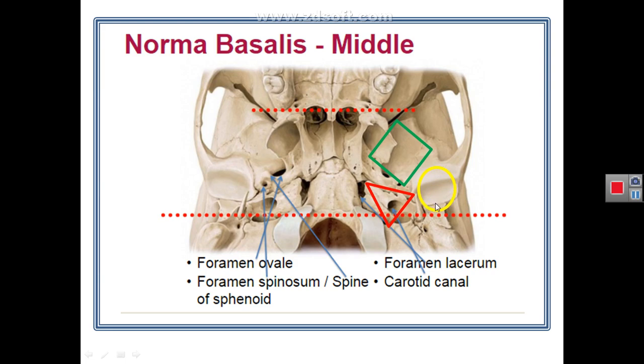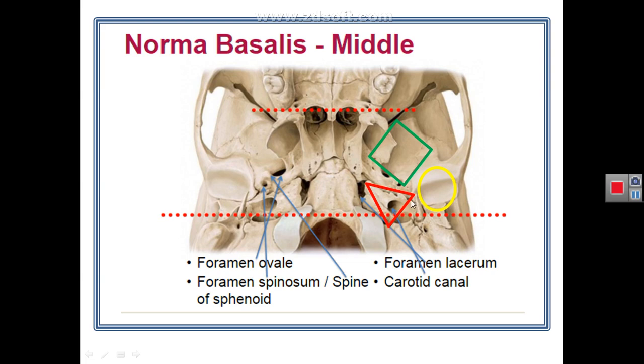Here you can see the squamotympanic suture, between the squamous temporal and the tympanic plate of the temporal bone. It contains a small piece of bone called the tegmen tympani, which is not so easily seen. Here is the small piece of bone called the tegmen tympani in this suture.